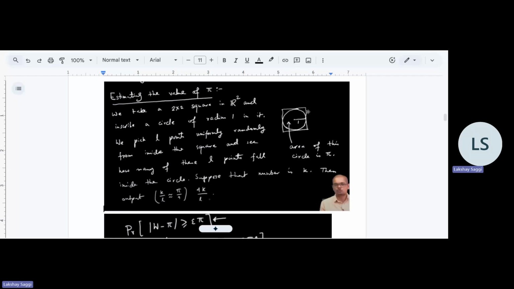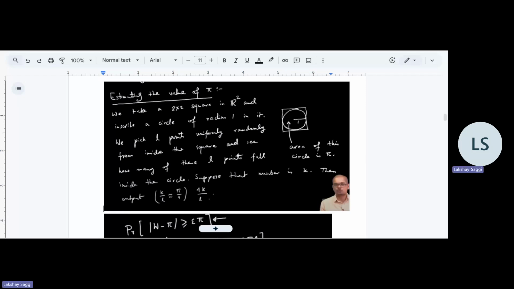It can be easily seen that since we are taking the points uniformly at random, the probability will correspond to the area of the circle divided by the area of the square. So the probability with which a point lies inside the circle will be the area of the circle, which is pi, divided by the area of the square, which is 4. So a uniformly random point will lie inside the circle with probability pi over 4.